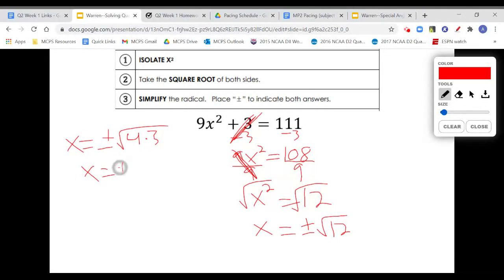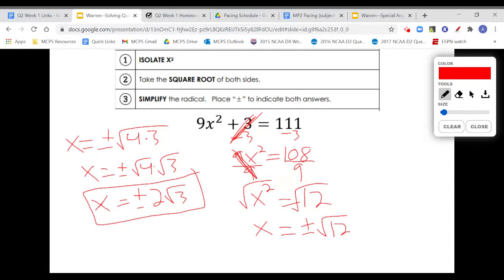From there, I'm going to continue, and I will split this into two separate radicals so that I have the square root of 4 times the square root of 3. Then when I evaluate the square root of 4, I get 2. And my answer comes out to x is equal to plus or minus 2 times the square root of 3.